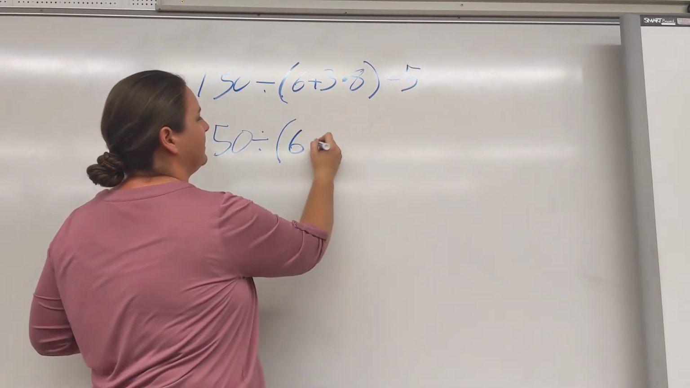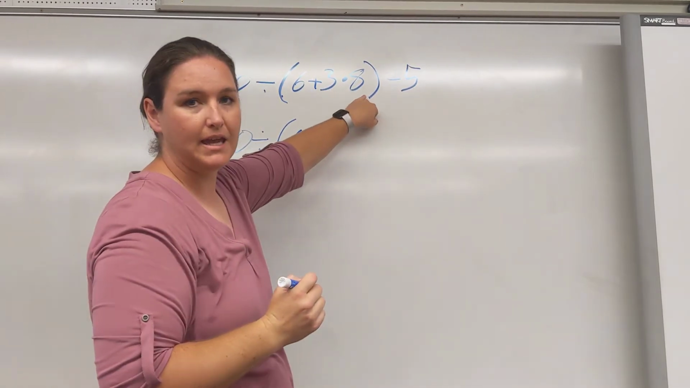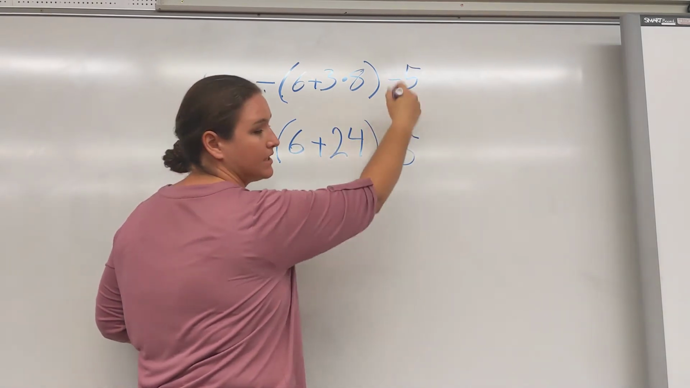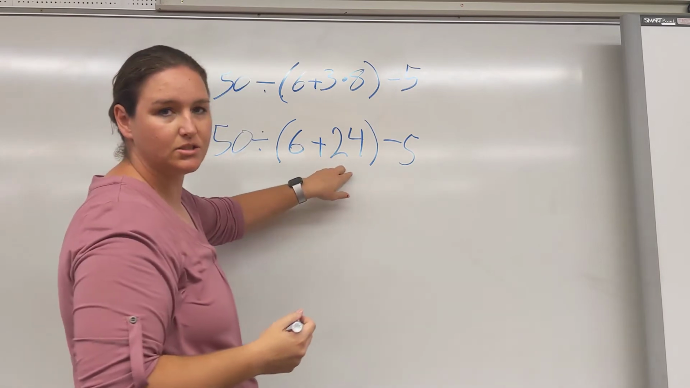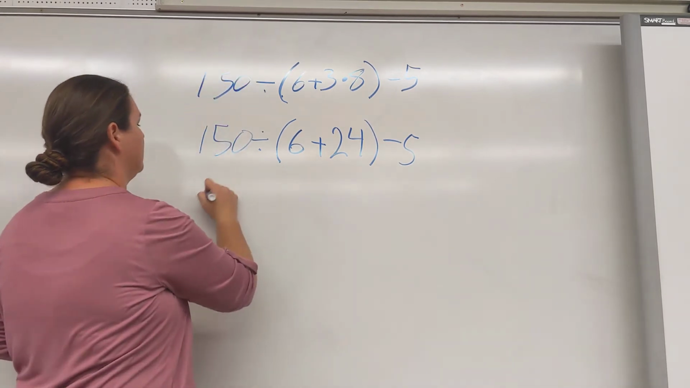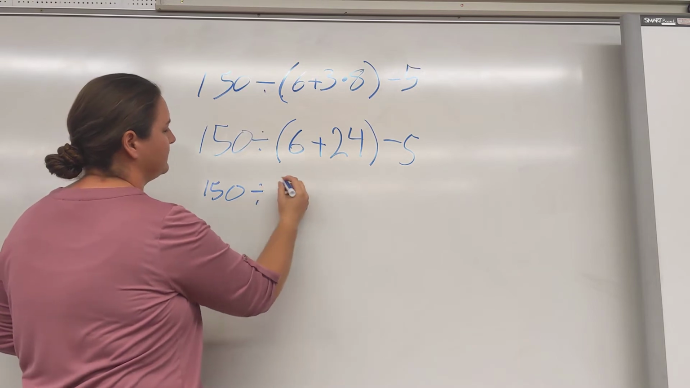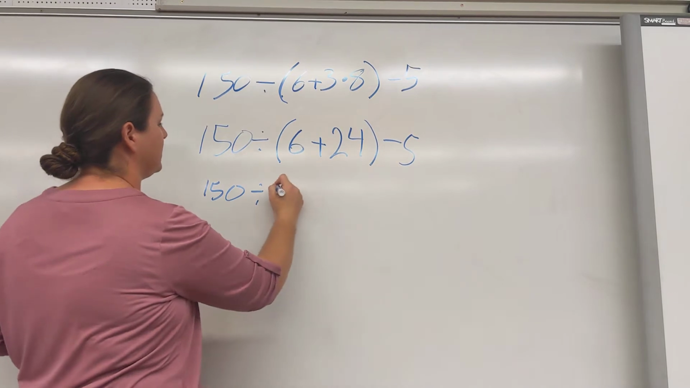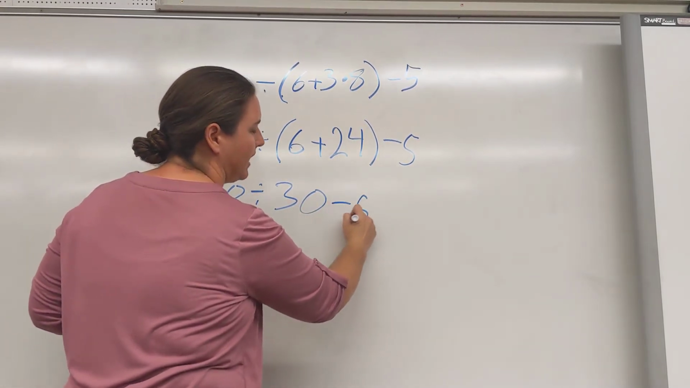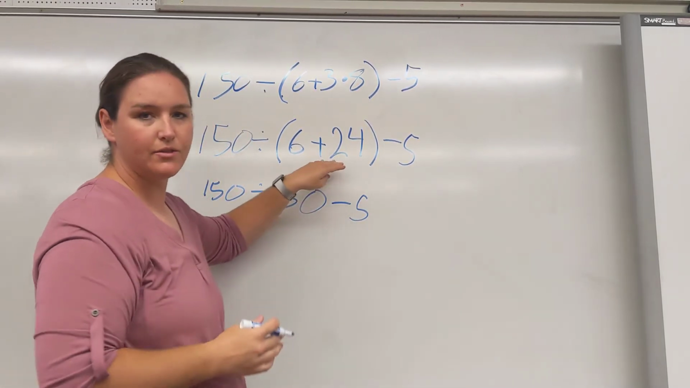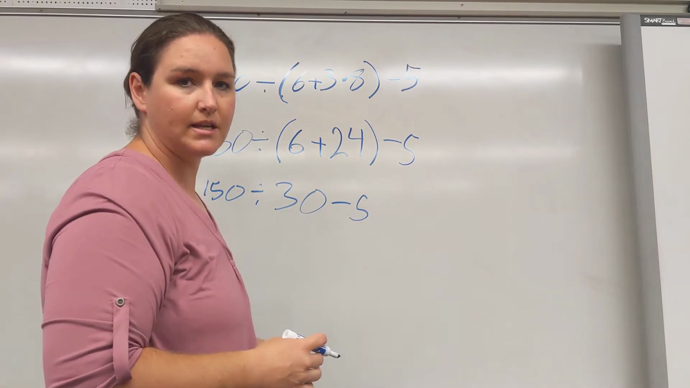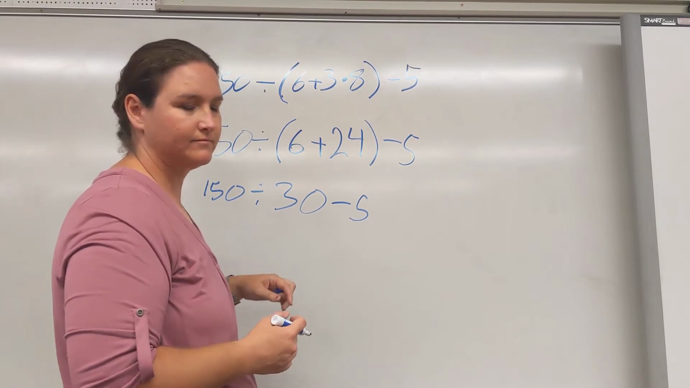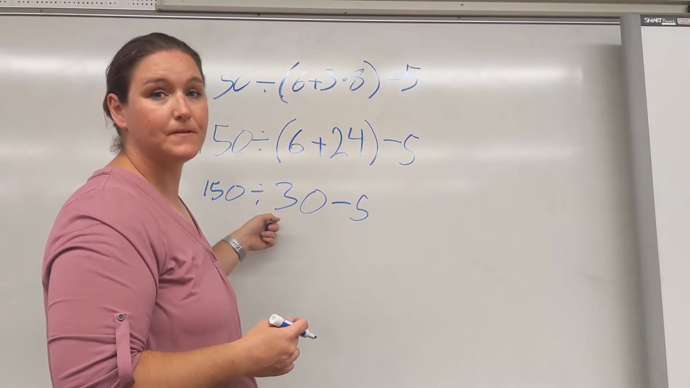Let's see, we're going to bring that down too. What is 3 times 8? That is 24. We're just going to keep bringing down the rest of it. Okay, still doing inside these parentheses. 150 divided by, what is 24 and 6? 30. Minus 5. Okay, now we got rid of those parentheses, right? What's our next thing to look for in this equation? Right, we're going to do our division.